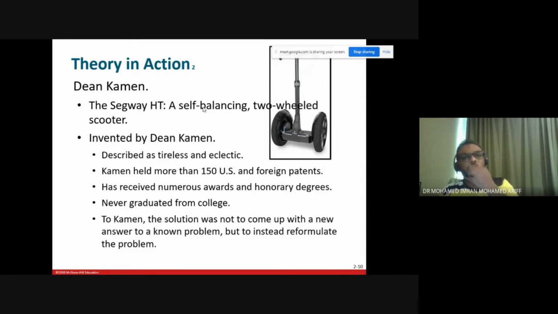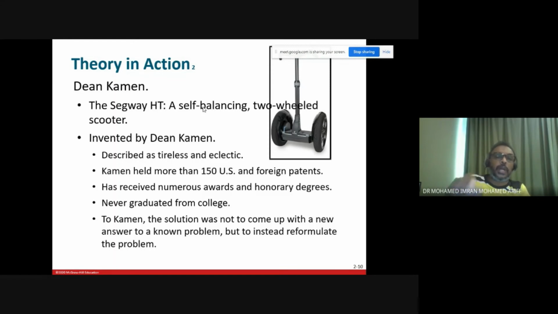Masalah pembelian ni semua, makanan ni semua, dia solve satu problem je. The problem is now solved is going to buy. Going to buy, they solve the problem. Okay? But if you have a huge problem, you solve little by little dulu. Okay? So this guy ni, Kamen ni, the solution was not to come up with a new answer to a known problem, but instead to reformulate the problem.